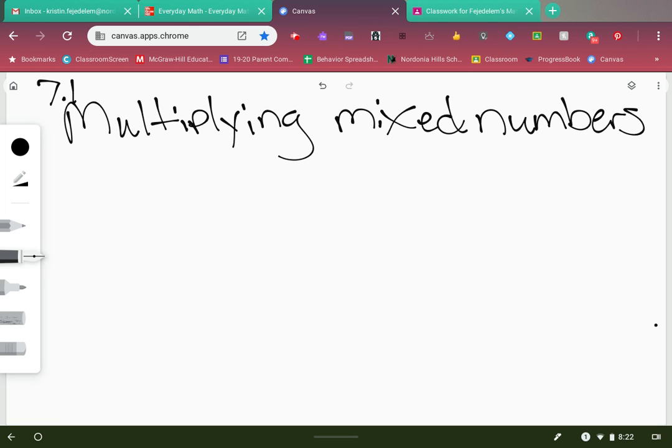This week we are going to take a break from decimals and go back to mixed numbers and fractions. We are going to talk about how to multiply mixed numbers. Today's lesson is from 7-1. We are going to use the strategy of partial products and area models to multiply mixed numbers.